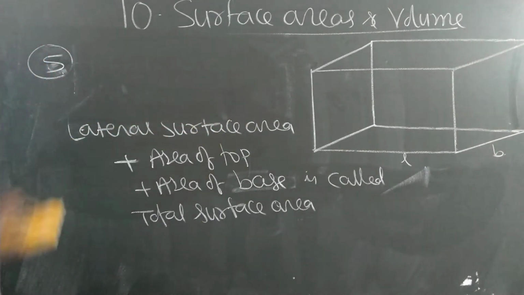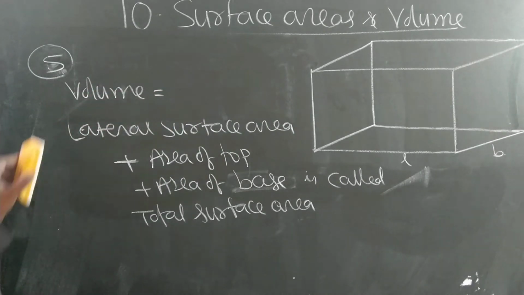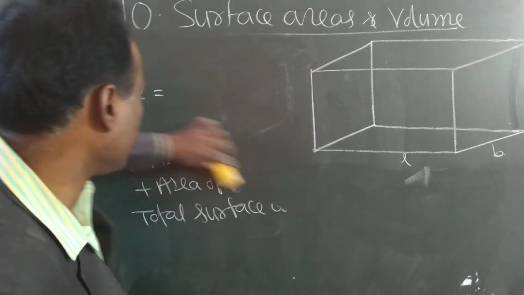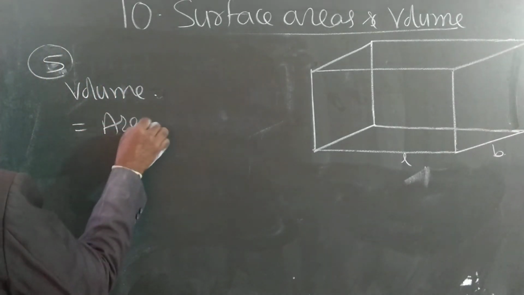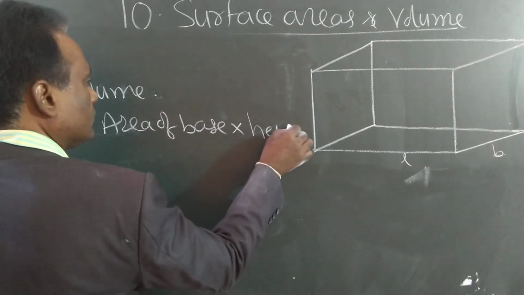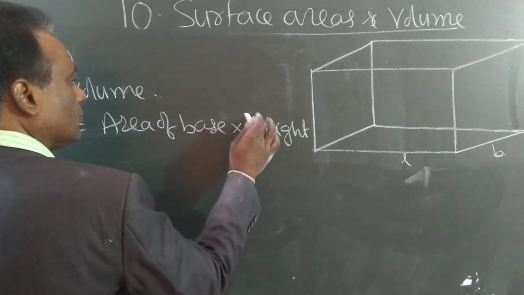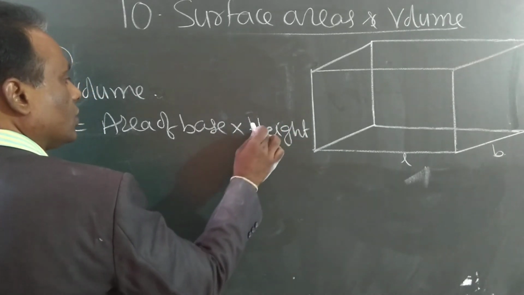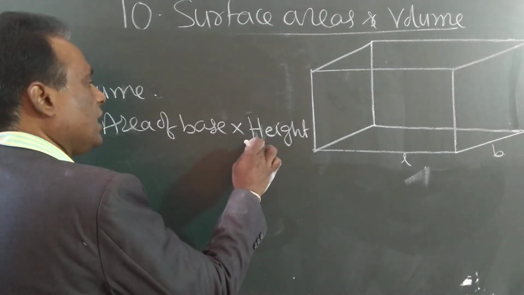Fifth one. The formula for volume of any of these 3D figures: volume is equal to area of base into height. You write down: volume is equal to area of base into height.